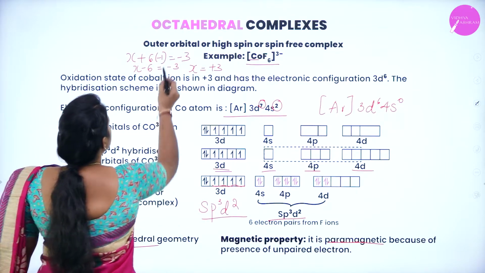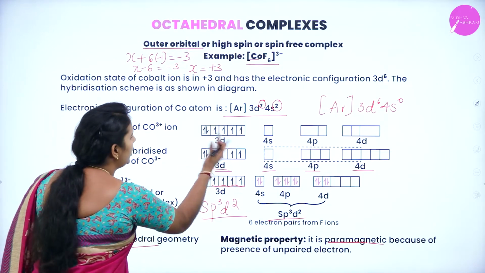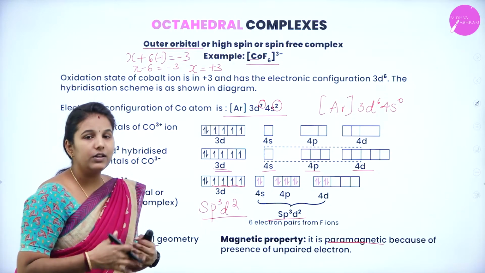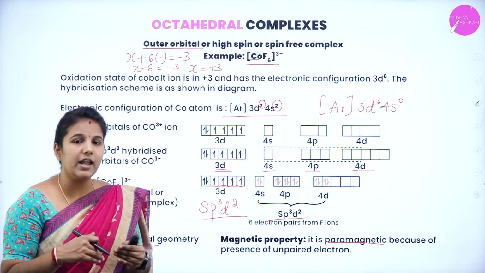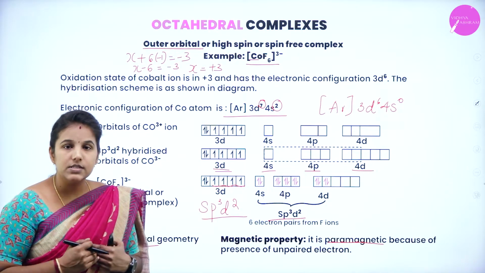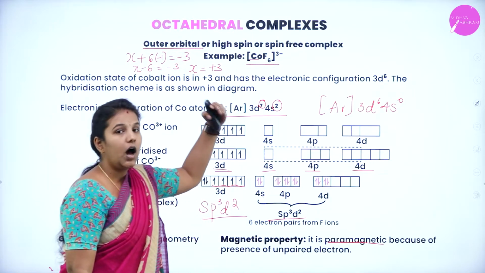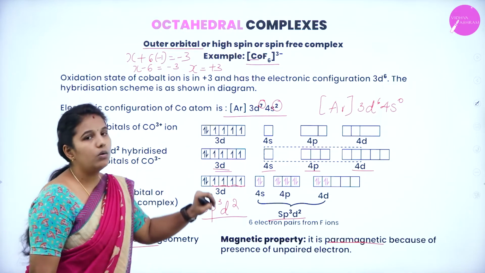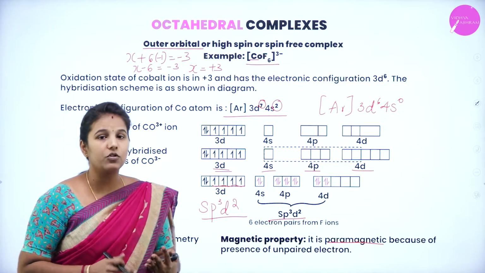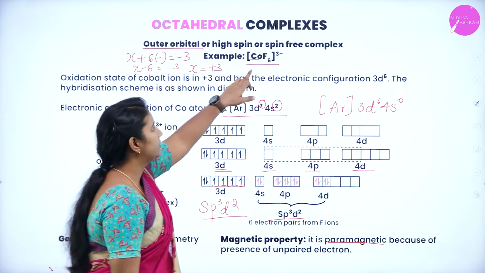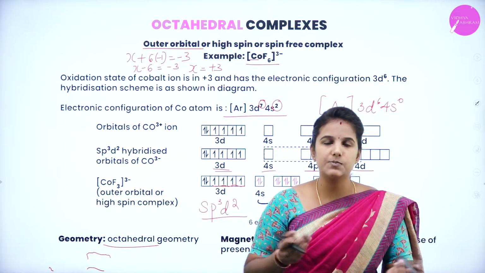But I have also written that it is an outer orbital, high spin, spin-free complex because to do the hybridization, I am not using this 3d. Here the filling of orbitals takes place according to Hund's rule, but after that, the electrons will not undergo pairing up. So I will use the next shell by considering 4d. Hence it is known as an outer orbital complex, which is also known as a spin-free complex because the spin electrons do not get easily paired up because of the weak ligand. Because of the weak ligand, they will not undergo spin pairing. Hence the spins are free.